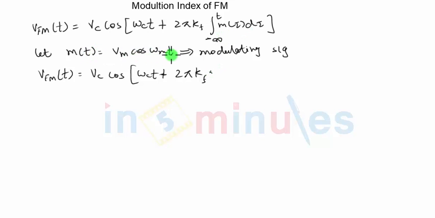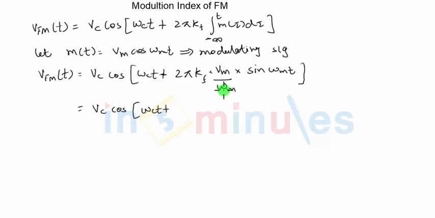So the integration of Vm cos omega mt will be nothing but Vm remaining outside, and the integration of cos will be sine omega mt. Whenever you integrate any function, you divide by the coefficient of t, so we divide by omega m. This will further become Vc cos of omega ct plus, where omega m is 2 pi fm, the 2 pi will cancel out, so we will have kf Vm upon fm into sine omega mt.